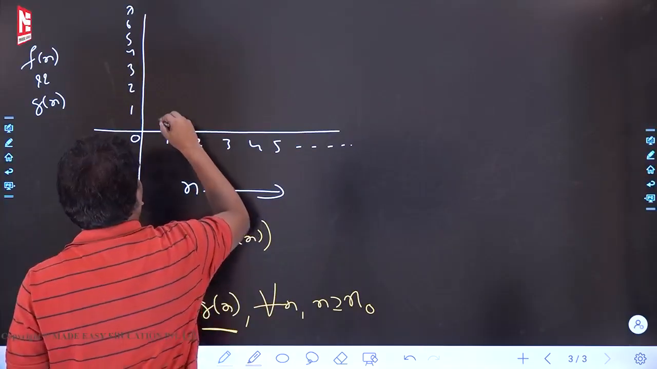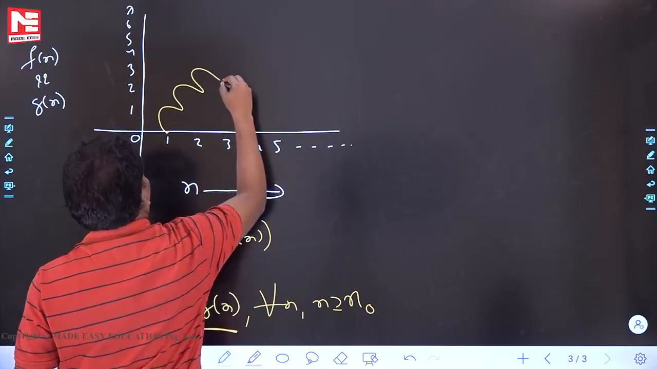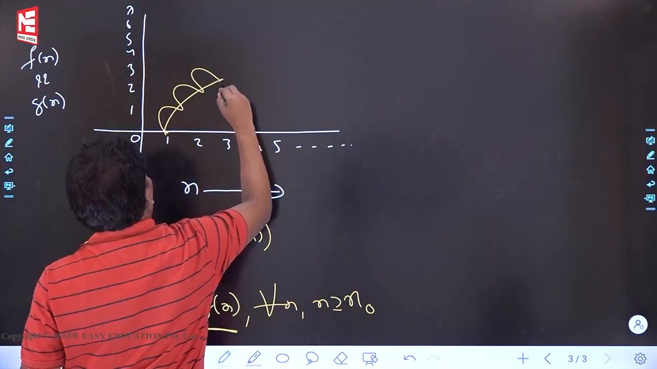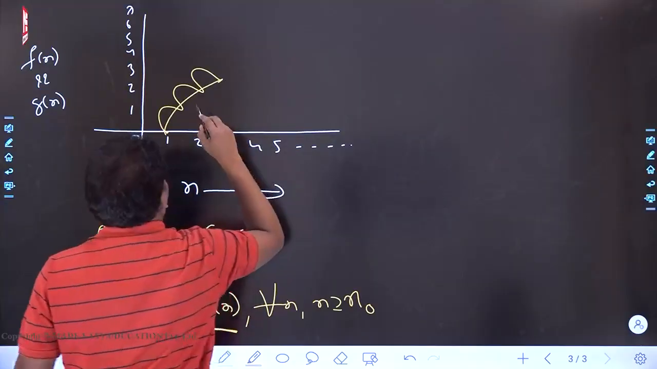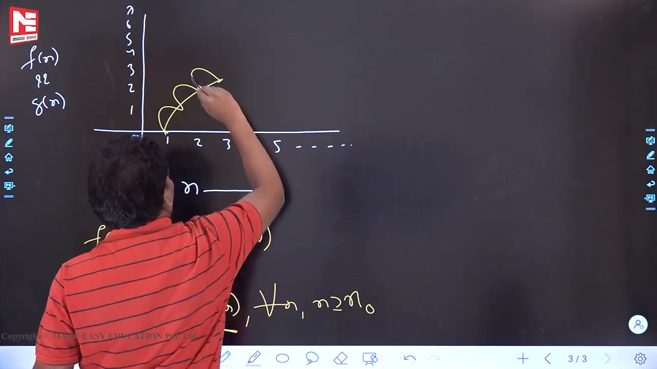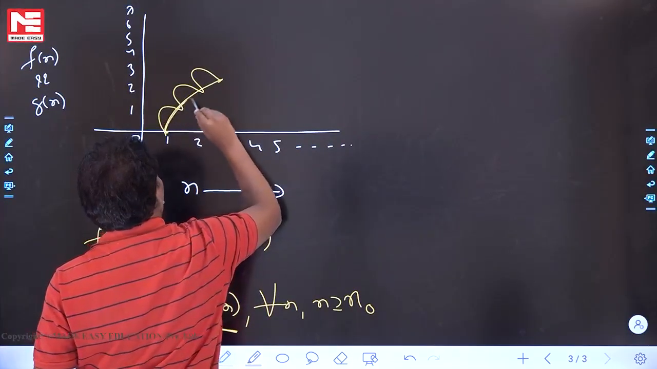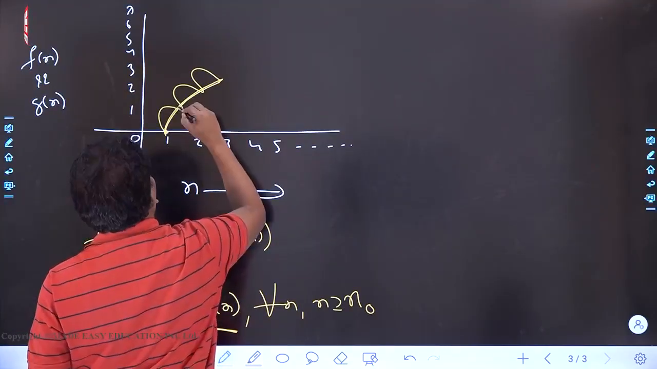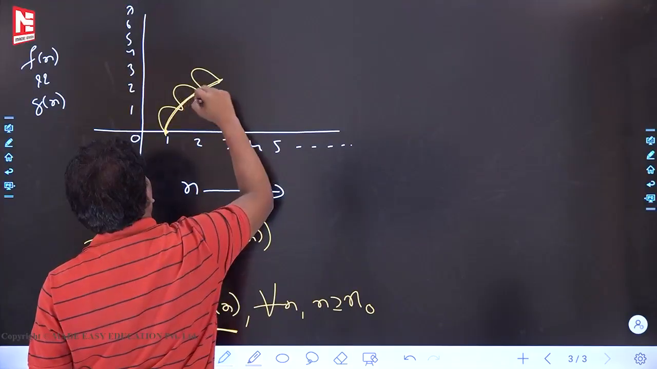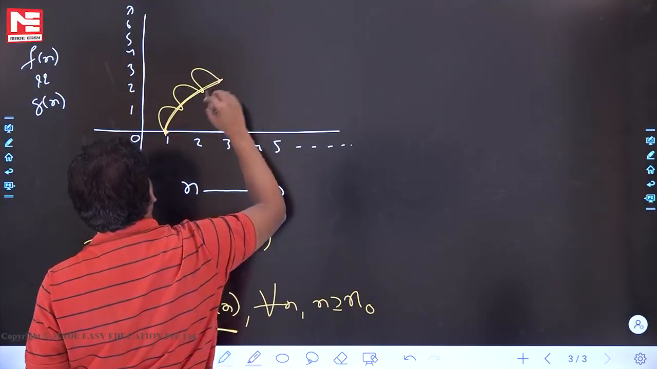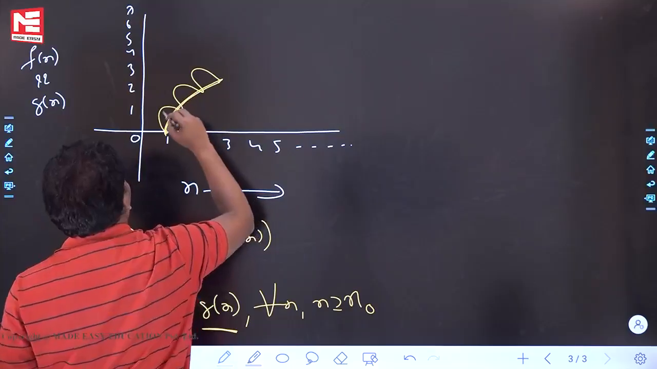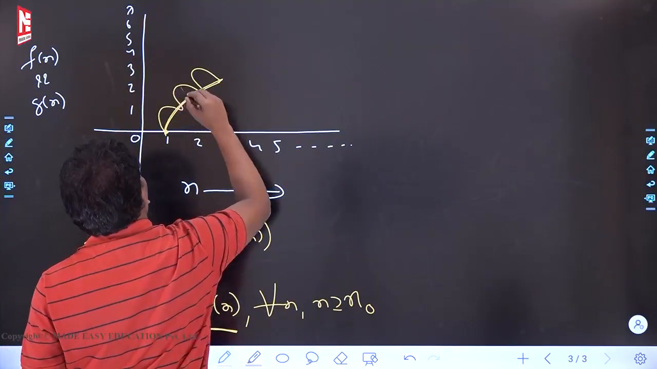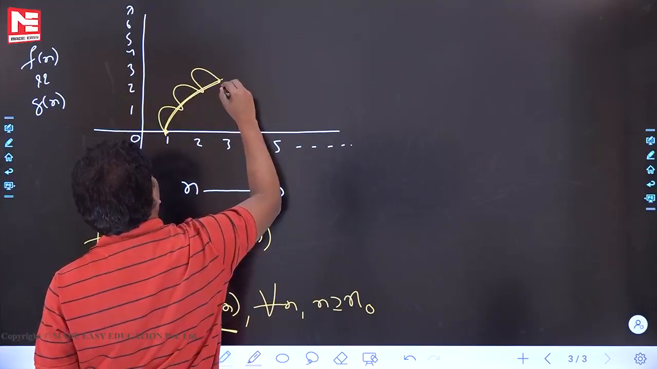See this one. The one which is increasing and decreasing, assume that is f of n. The one which is going straight like this, assume that is g of n. Can you help me now? At this place, who is bigger? Both are the same. Here, f of n. Here, g of n. Here, f of n. Here, g of n. Isn't it something like that?